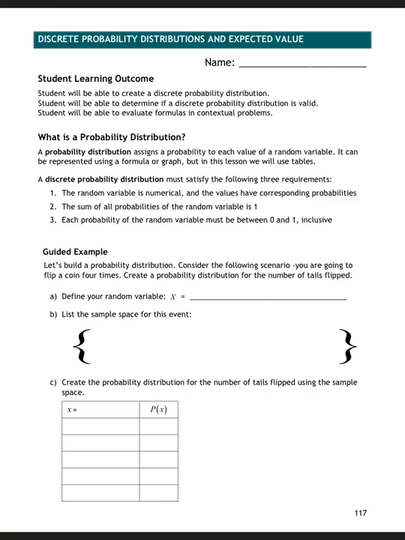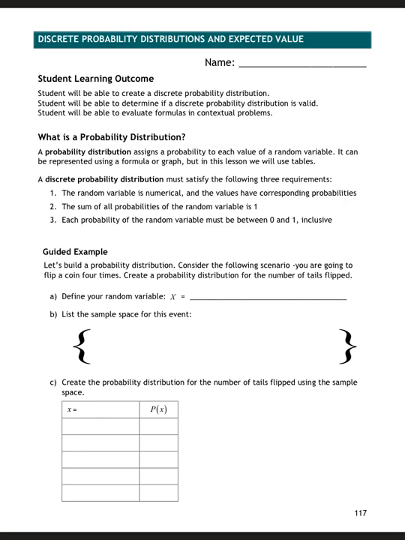In looking at discrete probability distributions and expected value, several students have been asking questions about it, and I understand that this is a very hard unit in 152, so I'm hoping that this will help a little bit and give you guys some examples.